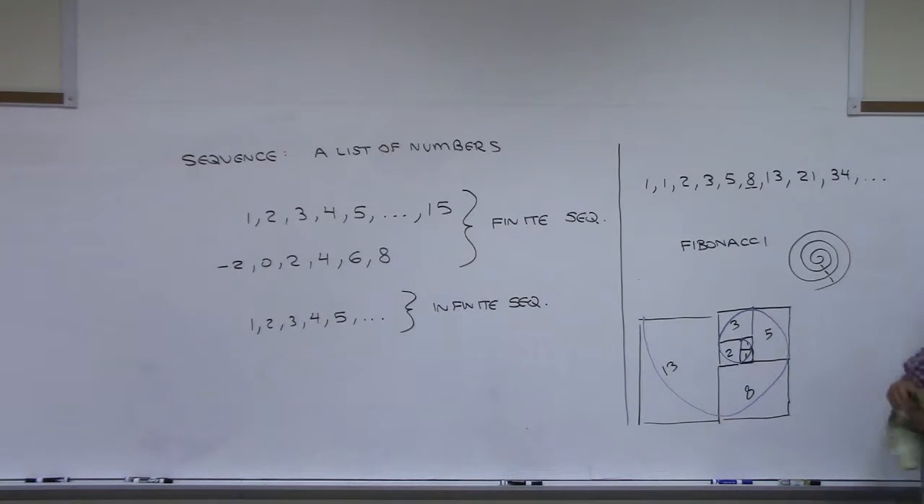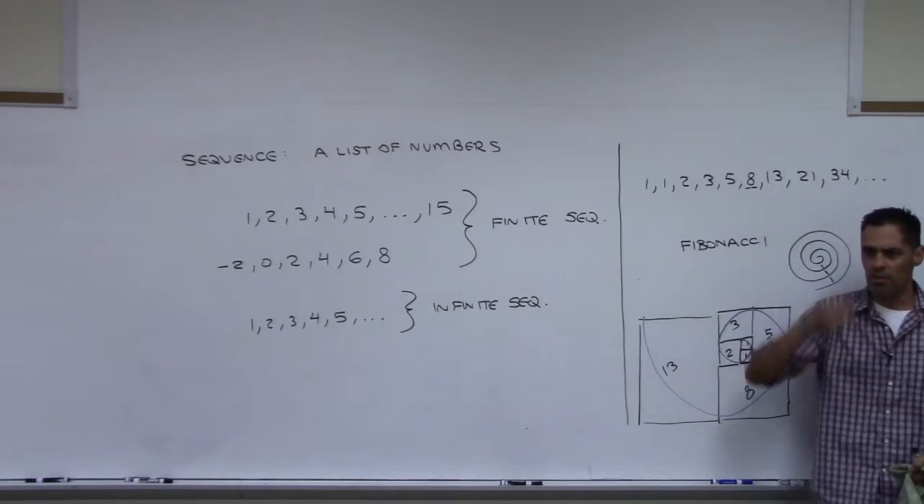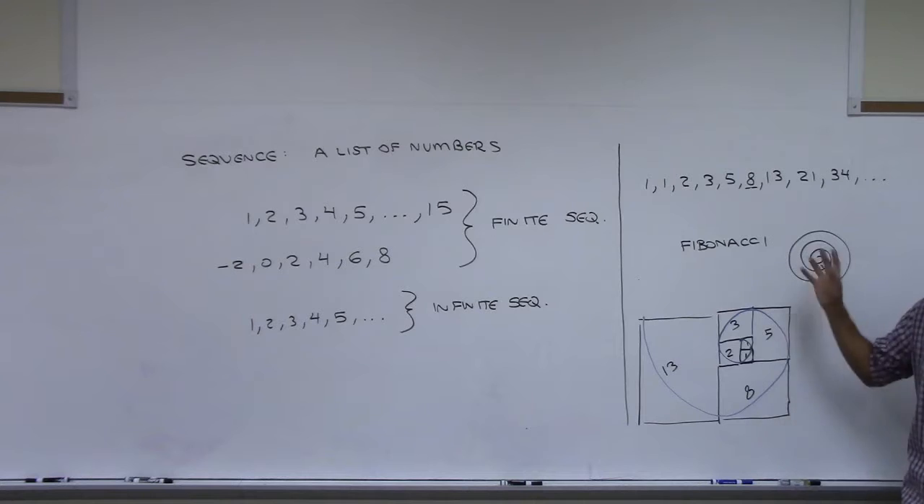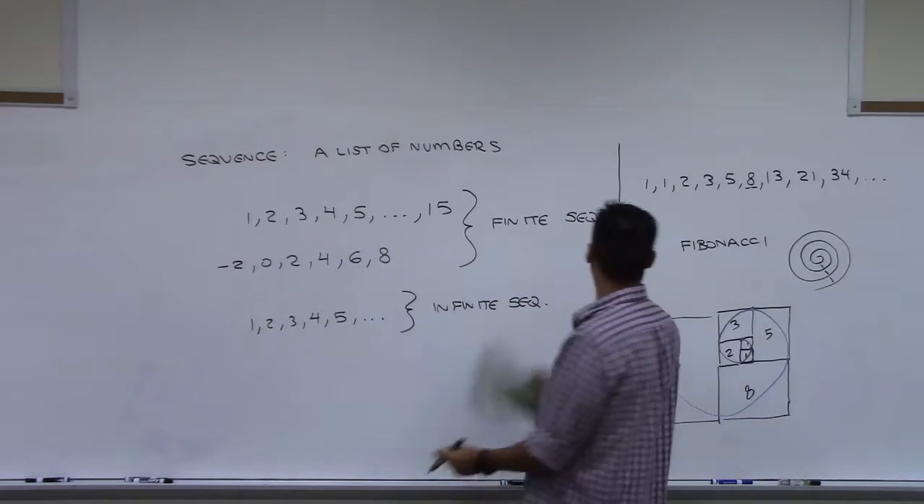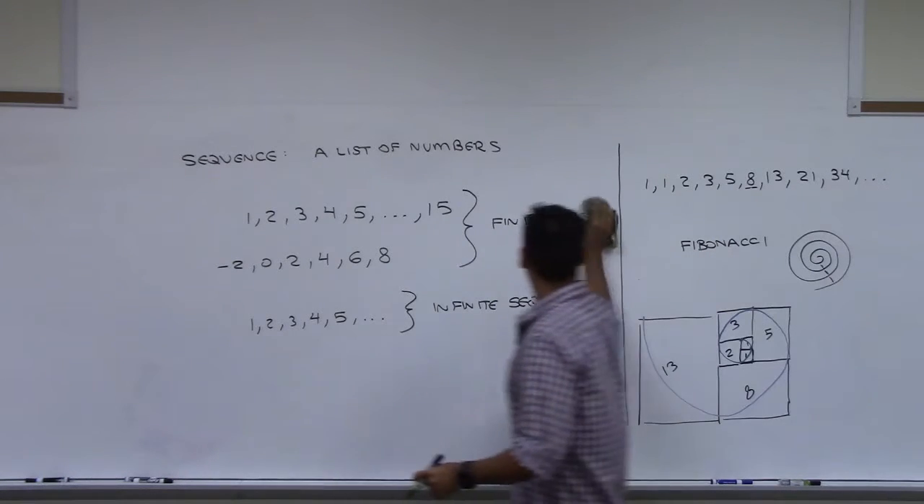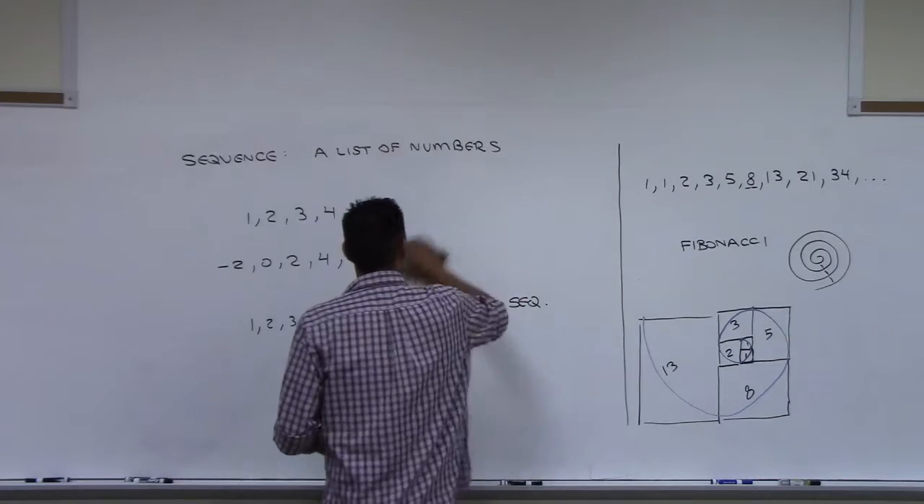Even the way DNA strands work, or even the way branches on a tree grow, it's all somehow connected to this. Anyway, okay, so that's another example of another sequence, all right? Got the Fibonacci sequence. But we are going to look at the two most basic sequences, and those are the arithmetic and the geometric.